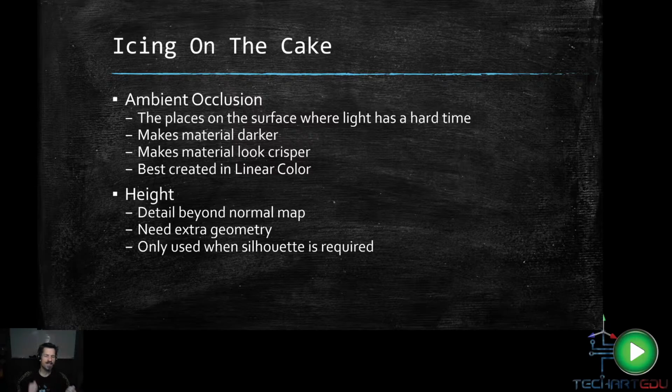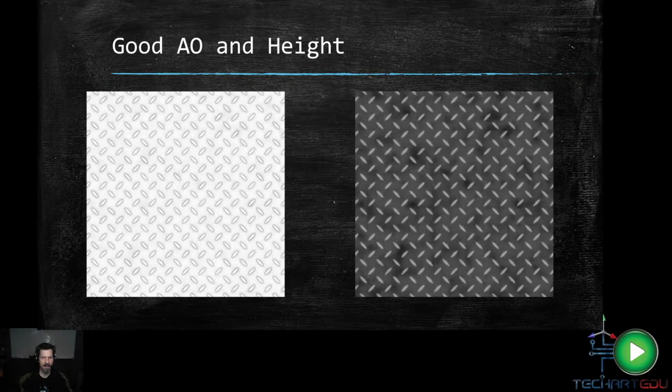However, when the silhouette of your object needs to be seen and you need to see the deviations and the perturbations created by the height map in the silhouette, then go ahead and use the height map. And you might be able to actually use some tessellation in order to get that. And height maps are also in linear color. And so here are some examples of a height map, which is on the right, and an ambient occlusion on the left. Notice here that it's kind of dark around the edges of the little bumps here, and that's because light in general has a real tough time getting in there.